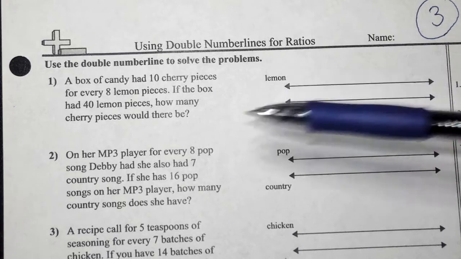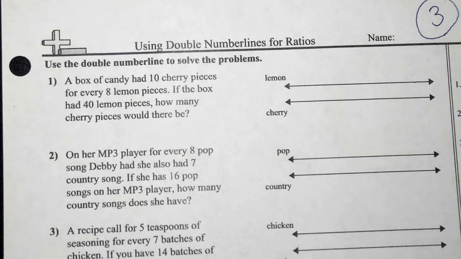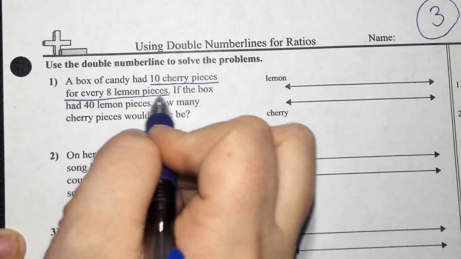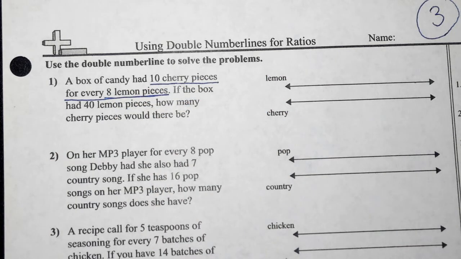So in this word problem, what two things am I given that are being compared? Jake: Cherry pieces of candy and lemon pieces of candy. We're given cherry pieces and lemon pieces. But which numbers am I given that are going to have to relate to each other? Jorge: 10 and 8, because I'm told 10 cherry pieces for every 8 lemon pieces. So do we agree that 10 and 8 have to be related to each other?